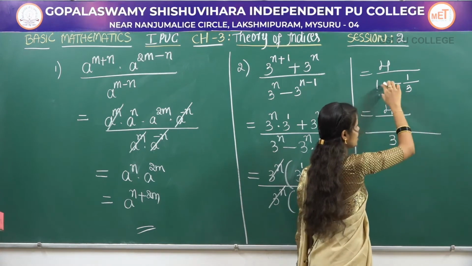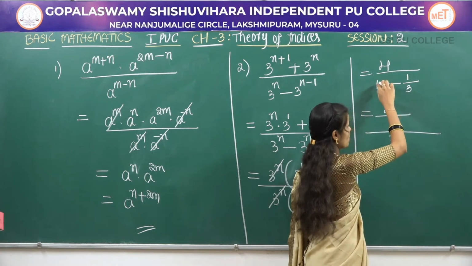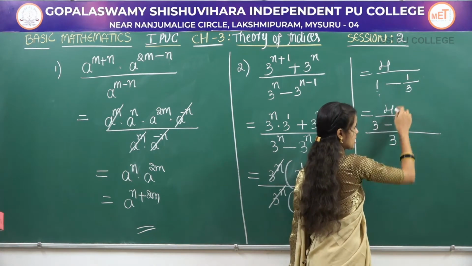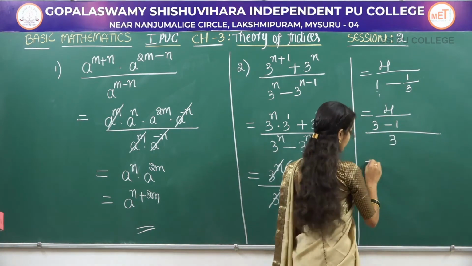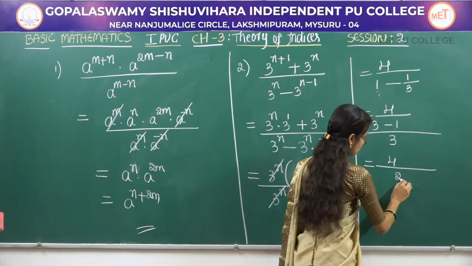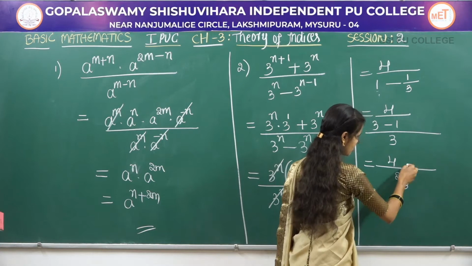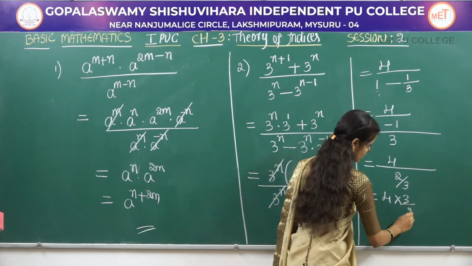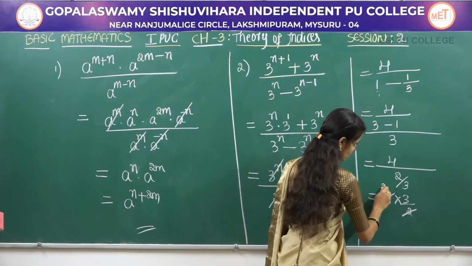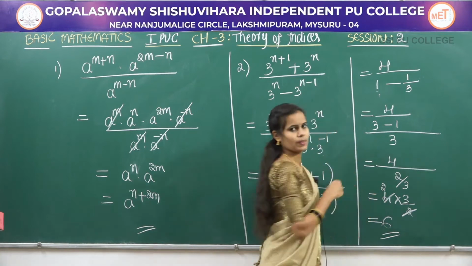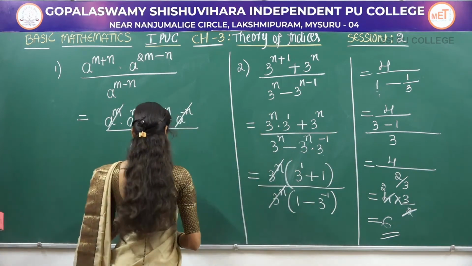Now multiply each term by the LCM. So the LCM is 3. 1 into 3 is 3, minus 1 by 3 into 3. The 3s cancel, leaving 1. So 4 by 3 minus 1, that is 2 by 3. Take this term into the numerator, it becomes 3 by 2. So 2 and 2 are... 2 into 3 is 6. Okay. Next problem.